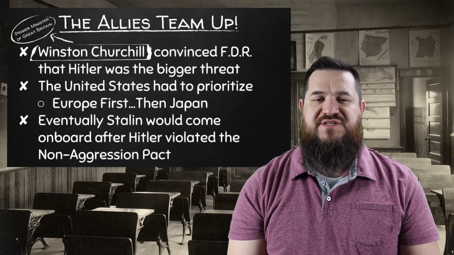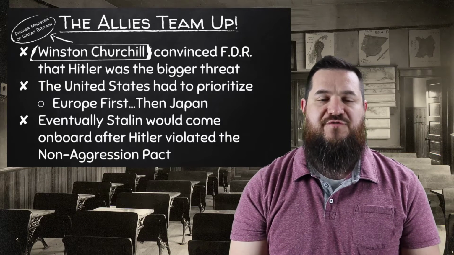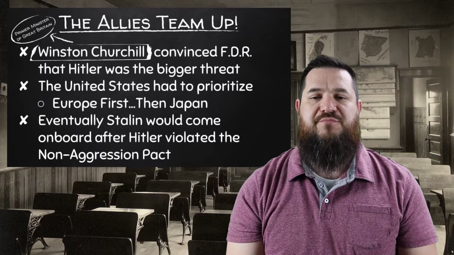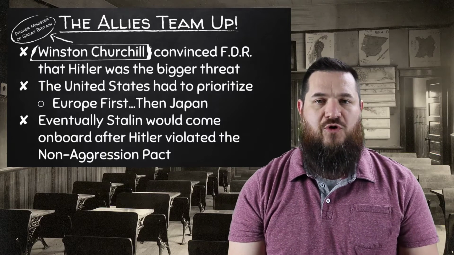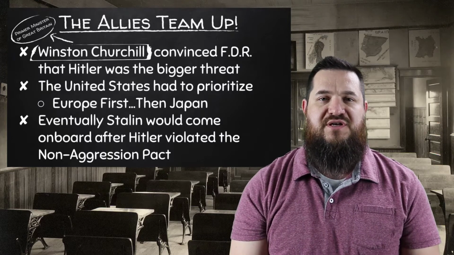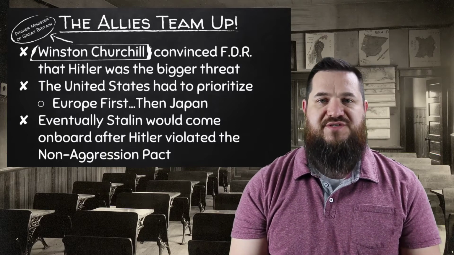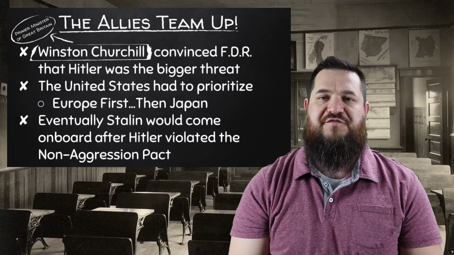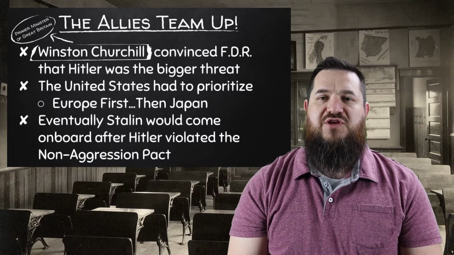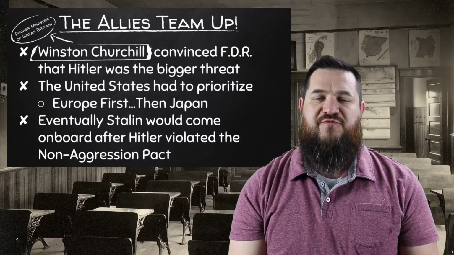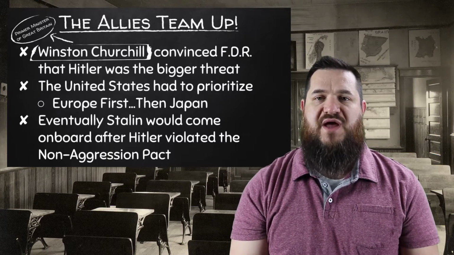A gentleman named Winston Churchill, who was the Prime Minister of Great Britain at the time, convinced Roosevelt that Hitler was the biggest threat in the world. He was more dangerous than the Japanese. The United States had to prioritize. Remember, this is going to be a two-front war that we're going to fight. FDR decided that Europe was more important. Hitler was the bigger threat. Let's deal with him first, then we'll take care of Japan.